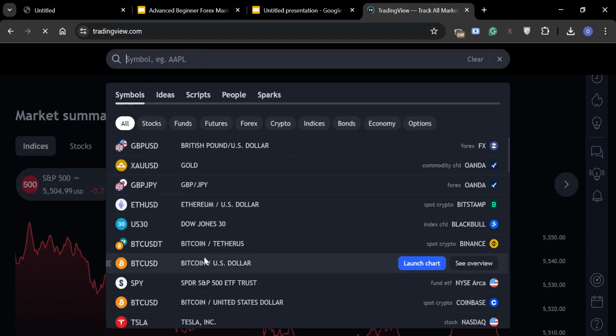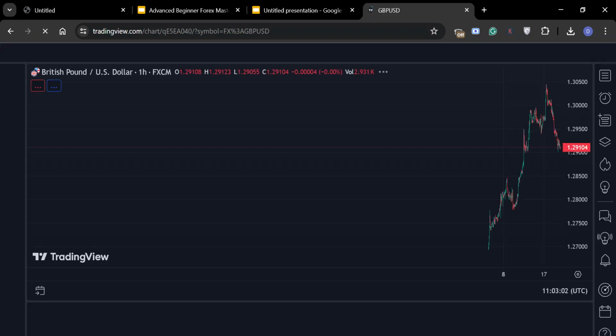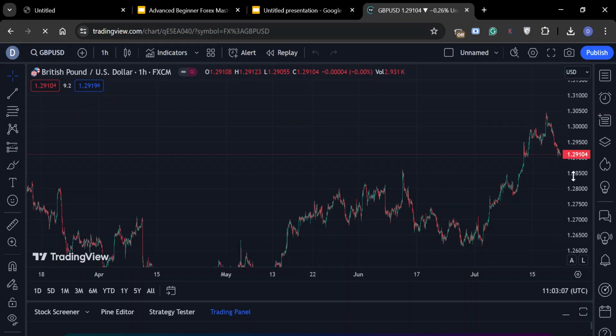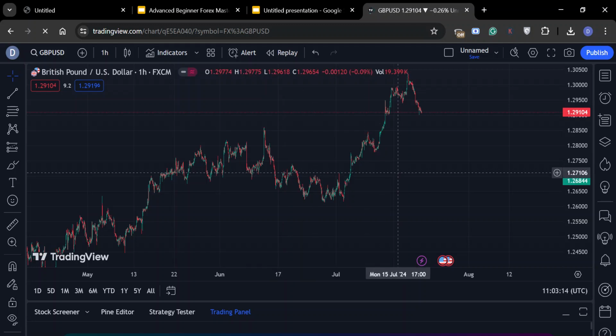Okay, let's use GBP USD. If you are using this strategy, use it in either the 1 hour time frame or the 30 minutes time frame. The 30 minutes and the 1 hour are very, very similar. So when you get on the 1 hour time frame, this is it. A very, very perfect example of it.